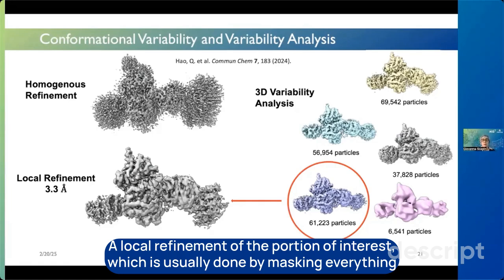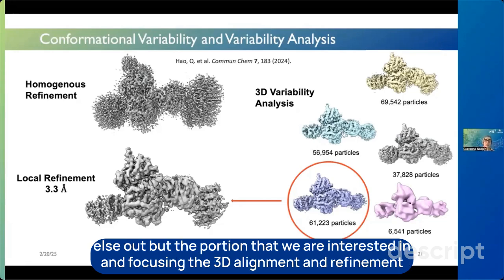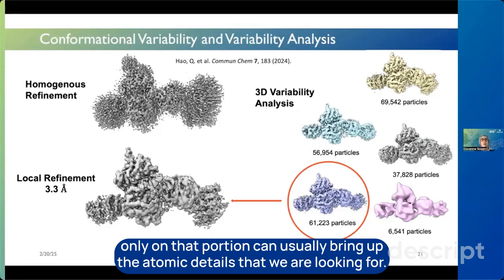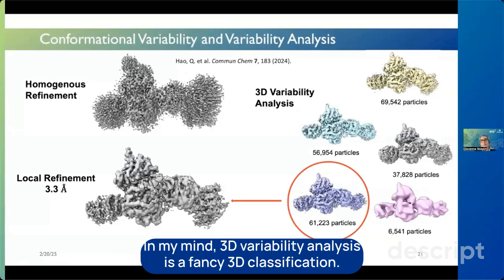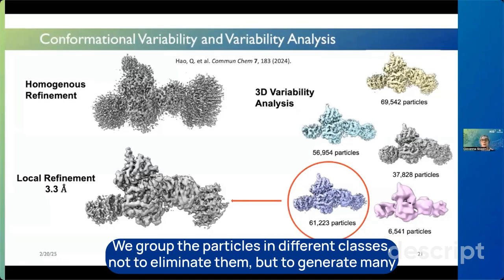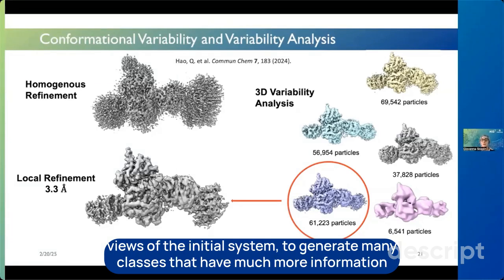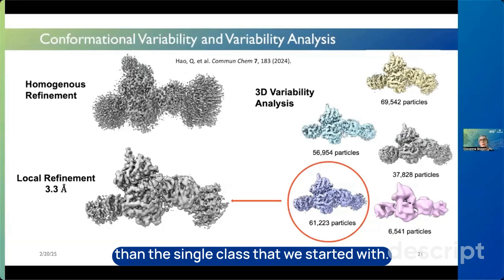A local refinement of the portion of interest, which is usually done by masking everything else out but the portion that we are interested in, and focusing the 3D alignment and refinement only on that portion, can usually bring up the atomic details that we are looking for. In my mind, 3D variability analysis is a fancy 3D classification. We group the particles in different classes, not to eliminate them, but to generate many views of the initial system, to generate many classes that have much more information than the single class that we started with.